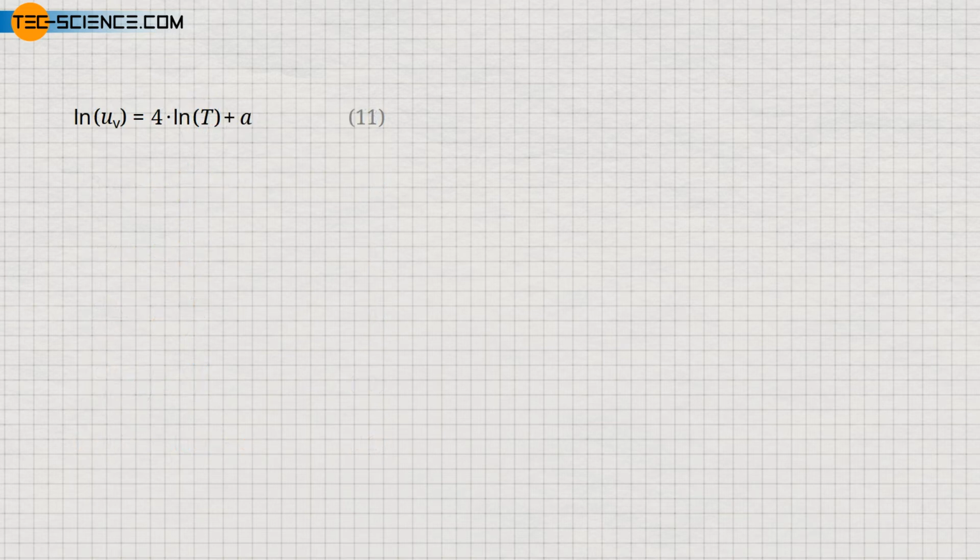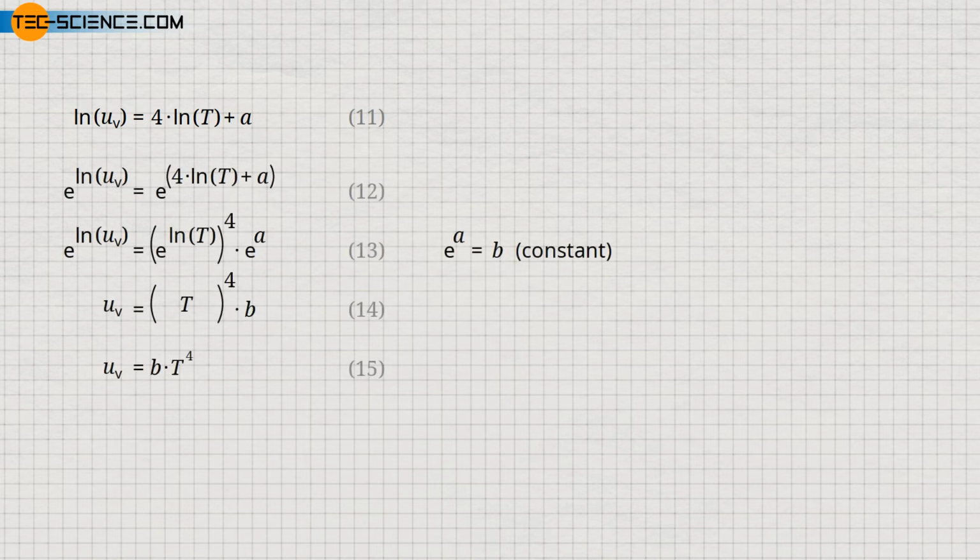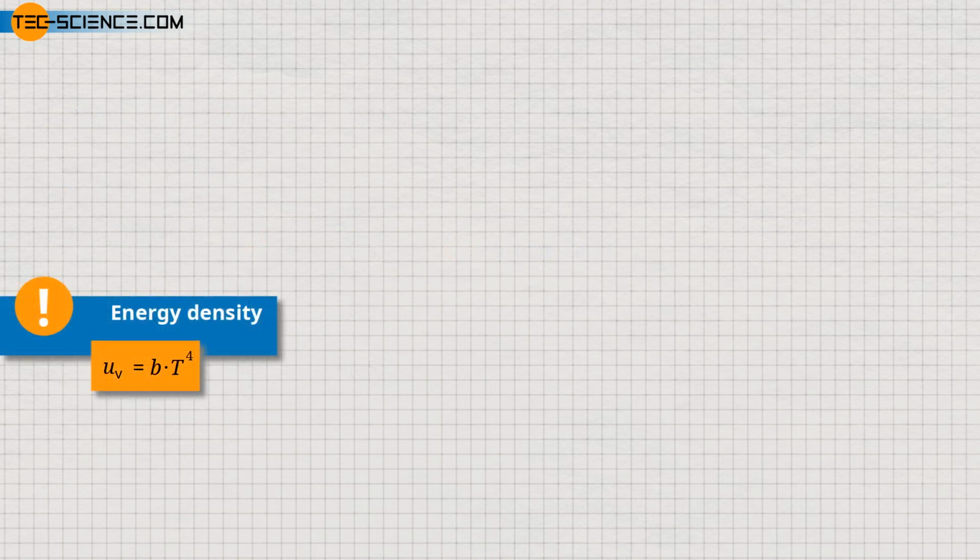We can express the obtained equation 11 much simpler by using the law of exponents. In this way, we finally obtain equation 15. Pause the video to comprehend the derivation of this equation in detail. Note that the constant term, e to the power of A, has been defined as a new constant B. The energy density is thus proportional to the fourth power of the absolute temperature.